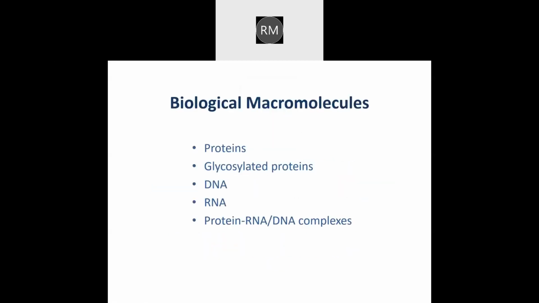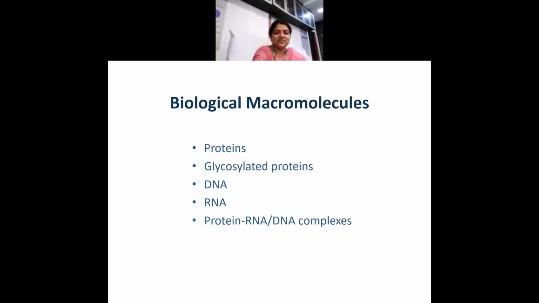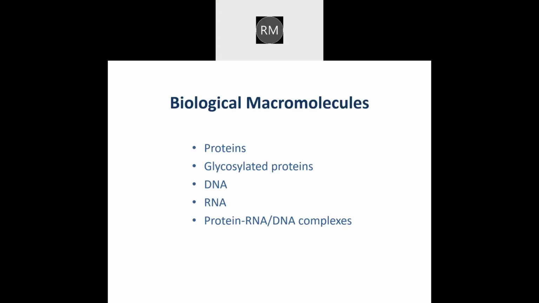So we all know biological macromolecules like these. These are proteins. Proteins can be glycosylated. These are also macromolecules: DNA, RNA, and then there are protein-DNA and protein-RNA complexes. These all come under the biological macromolecules. They have a huge number of atoms, and their structures are very important for the function of the biological cell.